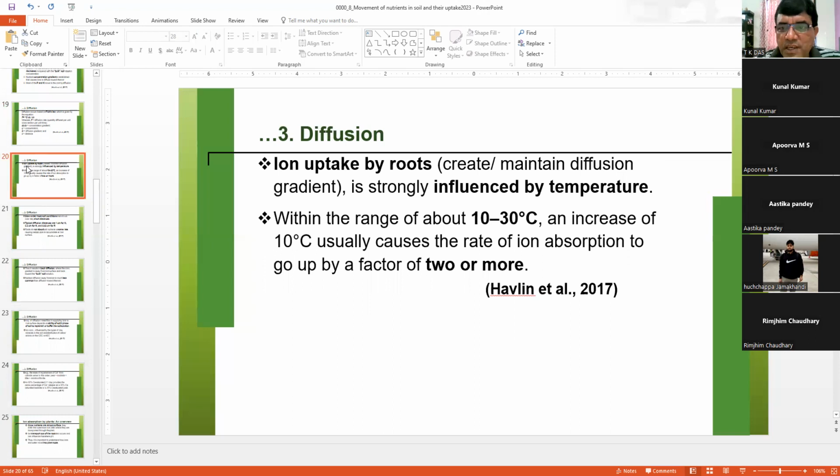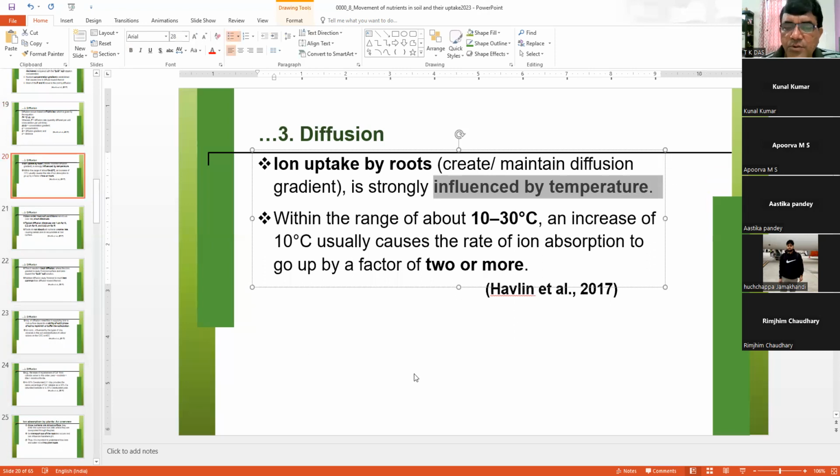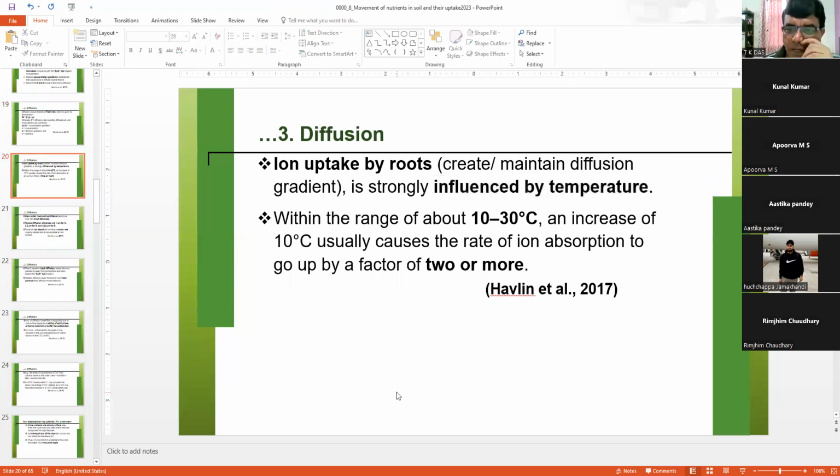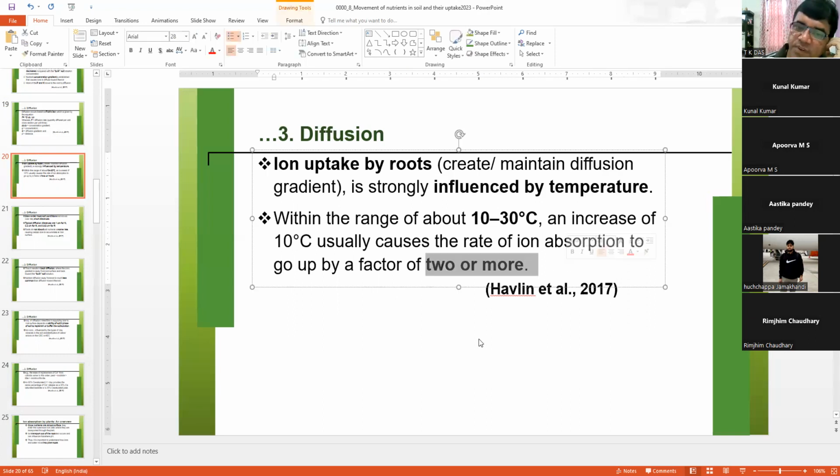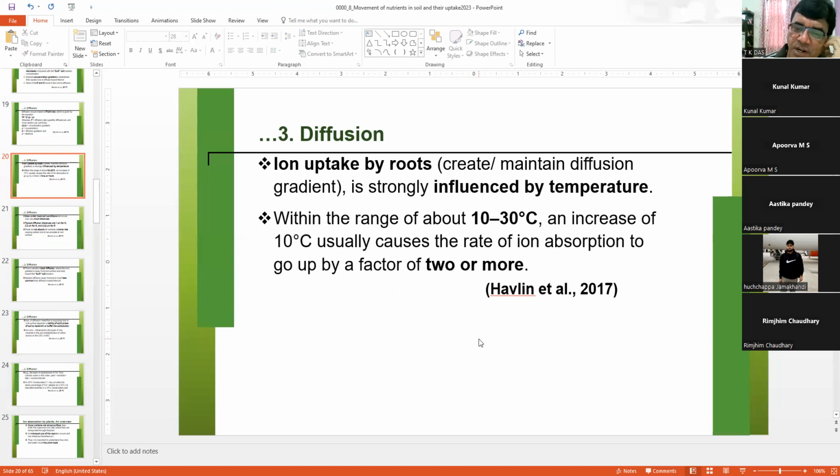Ion uptake by roots creates or maintains the diffusion gradient, and it is strongly influenced by temperature. So diffusion is also affected strongly by temperature, within the range of 10 to 30 degrees centigrade. An increase of 10 degrees centigrade usually causes the rate of ion absorption to go up by a factor of 2 or more, or it doubles. Means when you increase the temperature from 10 to 20, the diffusion rate is doubled, or from 20 to 30, the diffusion rate is doubled, or more. But it is up to 30 degrees centigrade.